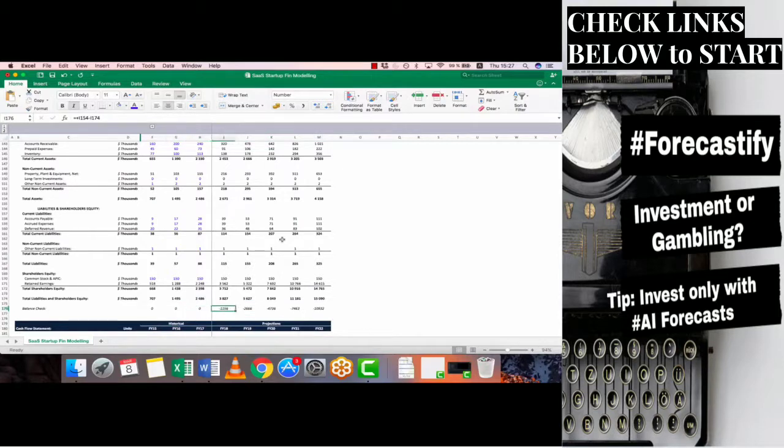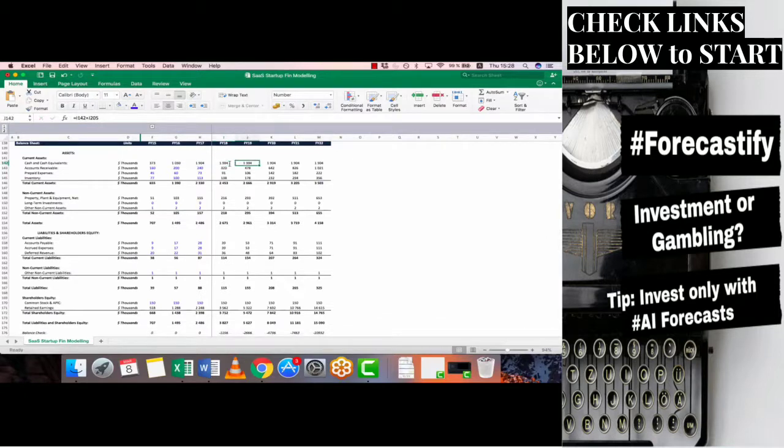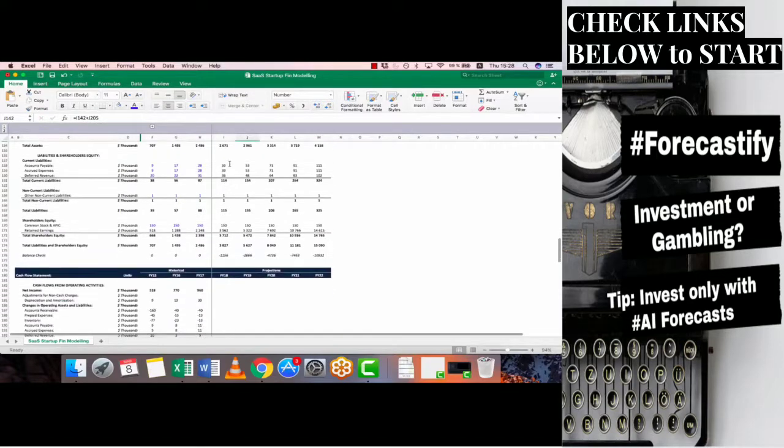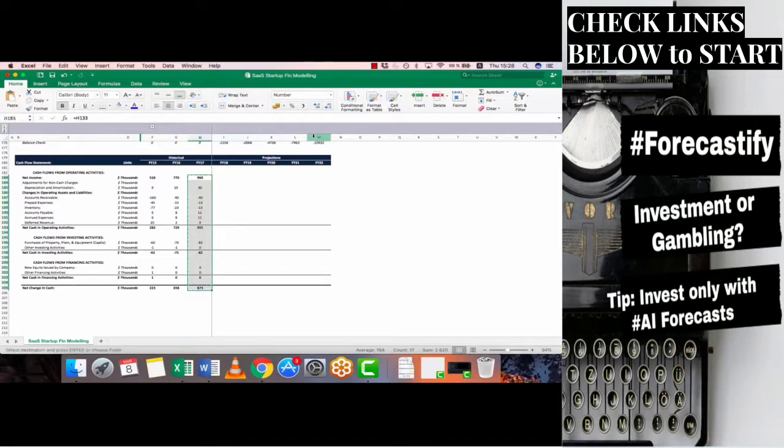Obviously our balance check is signaling that the balance sheet is not in balance. It's because our cash and cash equivalents items are not correct. Let's move on to the cash flow statement. Here are the simple formulas that we've inserted. We're not making any assumptions on the cash flow statement because we're just creating it from our income statement and from our balance sheet. So we can just copy everything here and it should be fine.